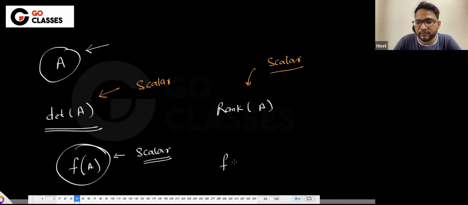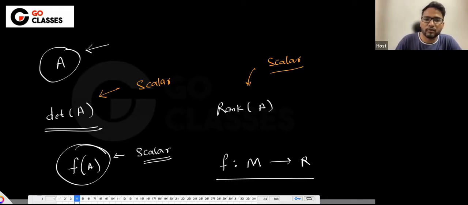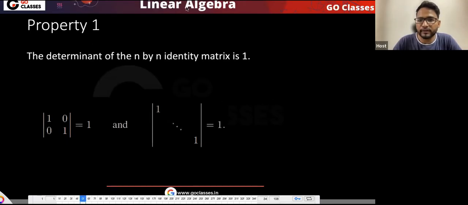Which means, in function terminology, you can say that it is a function that goes from the set of matrices, let me just write M, which is a set of matrices, to a scalar, maybe real numbers, in most of the cases. If the matrix is real, then it will be a real number only. Anyway, let's not talk about it. Let's directly go to the property.